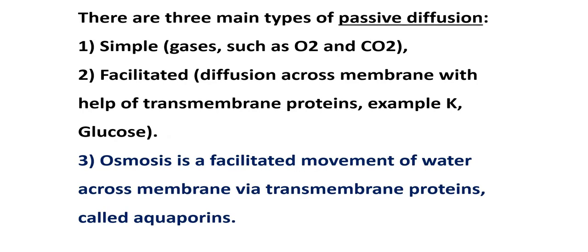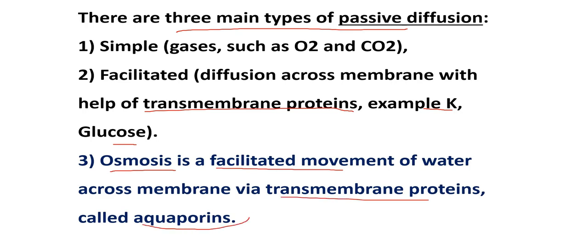Now we will go through this in detail. Again, we have three main types of passive diffusion. Simple diffusion, for example of oxygen and carbon dioxide. Facilitated diffusion across the membrane with the help of transmembrane proteins, for example movement of potassium and glucose. And osmosis, facilitated diffusion or movement of water across the cellular membrane via transmembrane proteins. These proteins are called aquaporins. Aqua means water, porins like pore, a pore for the water to move in and out of the cell.